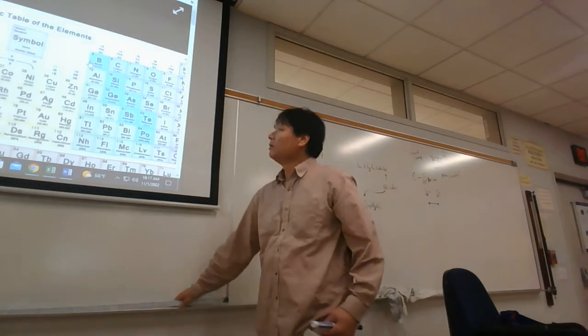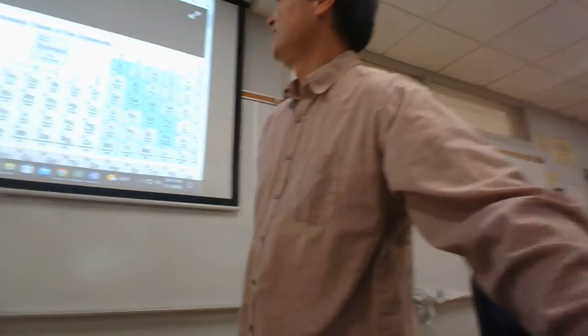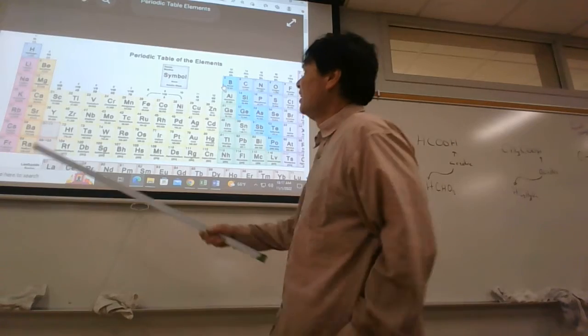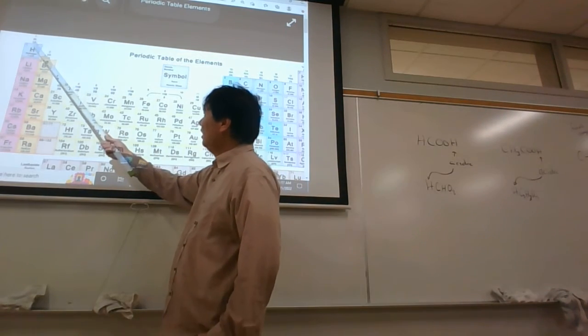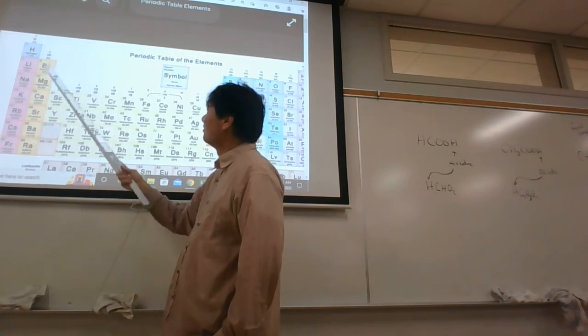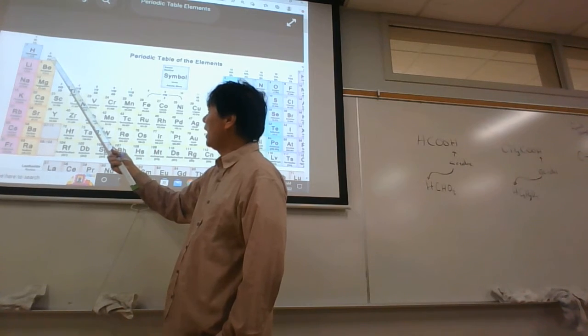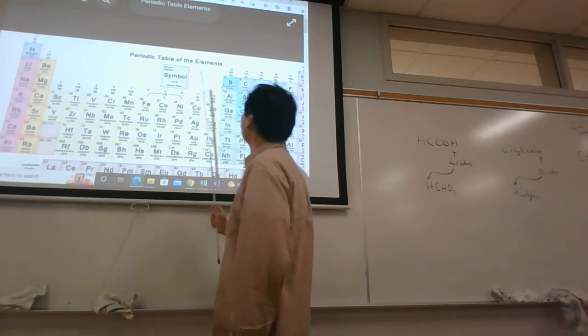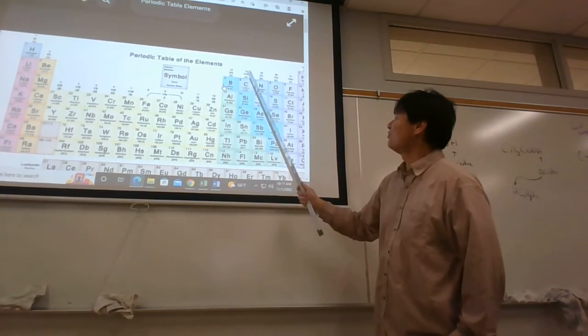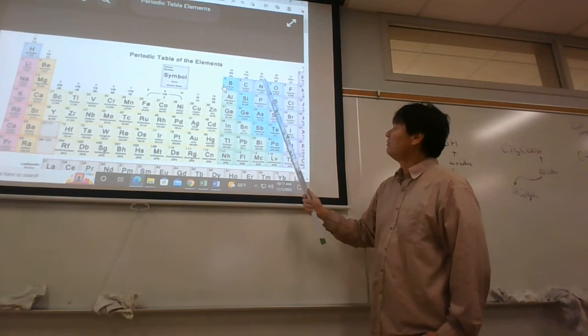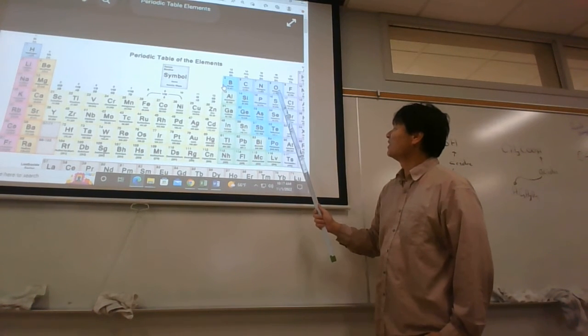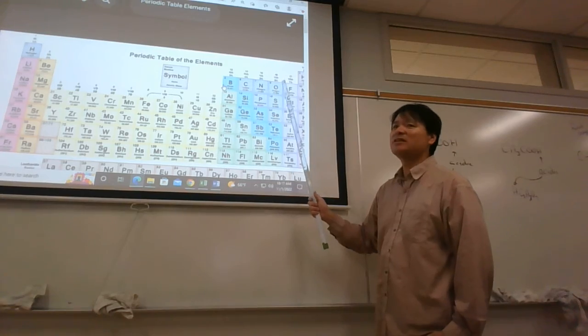Okay, if we use the Roman numeral table with the A's, then here, Roman numeral 1A, that means one valence electron. Group 2A, 2 valence electrons. Group 3A, 3 valence electrons. 4A, 4 valence. 5 valence. 6 valence. So oxygen normally has 6 valence electrons.